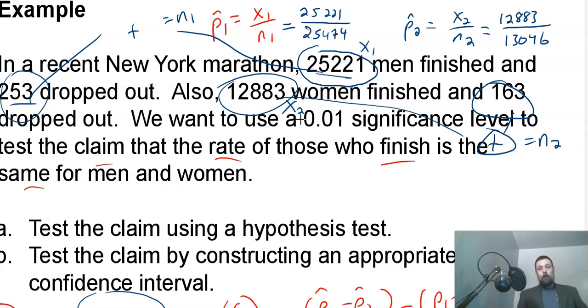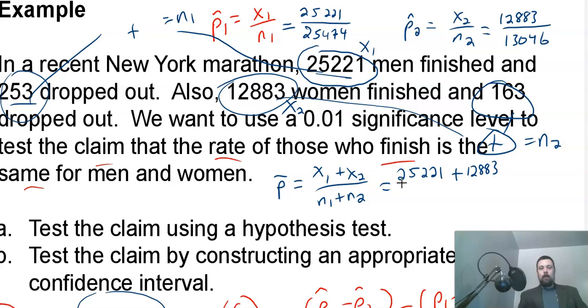Okay, so there's P1 hat and there's P2 hat. So I'm ready for this numerator, but I also need to find P bar. So P bar is going to be X1 plus X2 divided by n1 plus n2. X1, as we already identified up here, was 25,221, plus x2, which is 12,883, divided by n1, which is 25,474, plus n2, which is 13,046.